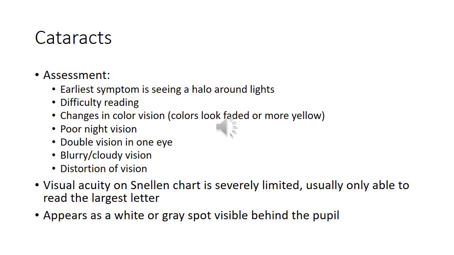When assessing the patient for cataracts, early symptoms are seeing halos around lights. The patient may have difficulty reading, changes in color vision, so color looks faded or more yellow than it should. They have poor night vision, double vision in one eye, blurry or cloudy vision, and distorted vision. Visual acuity on a Snellen chart is severely limited, usually only able to read the largest letters, and it appears as a white or gray spot behind the pupil.